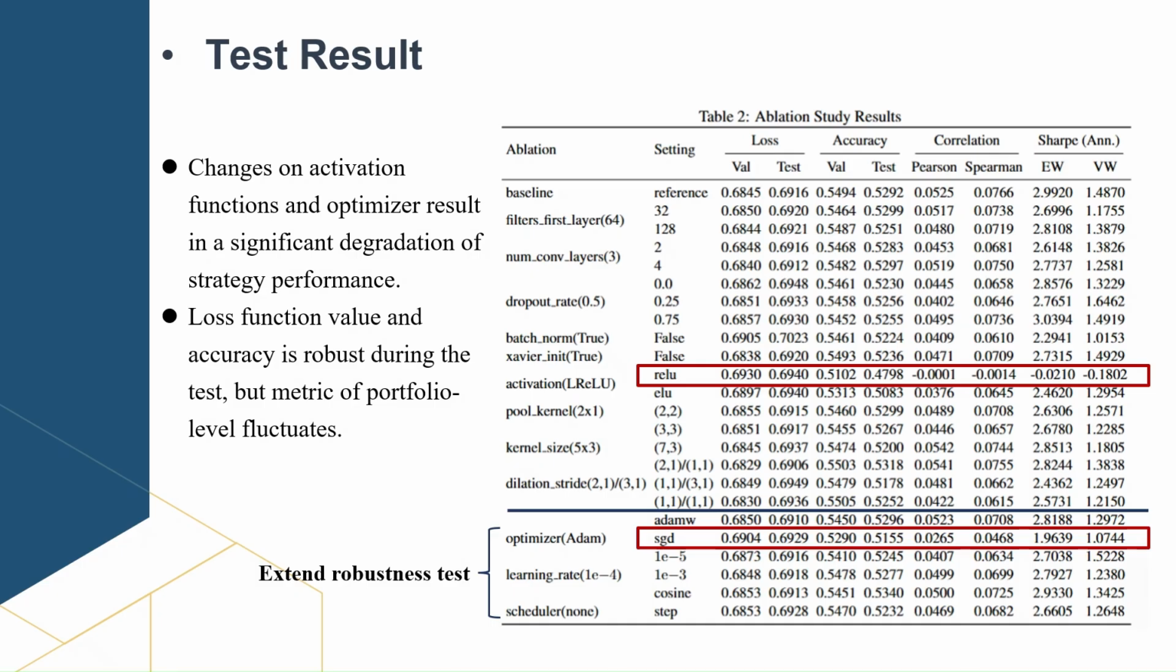From the results, we know that changes in activation functions and optimizer result in a significant degradation of strategy performance. Loss function values and accuracy are robust during the test, while portfolio-level metrics fluctuate. This result highlights that predictive accuracy and strategy performance do not always align.